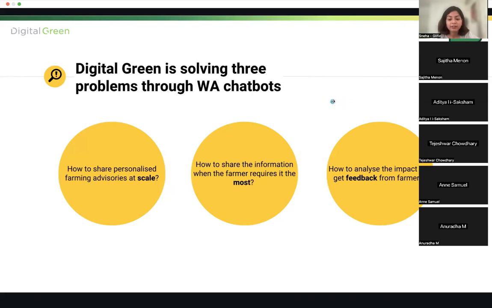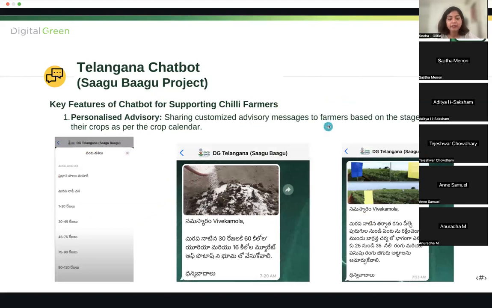Now, in order to solve this, they launched a chatbot. This particular case study is for chili farmers. The idea was they wanted to share personalized advisory. Personalized advisory means information that's most relevant to the farmer depending on where their crop is at that particular point in time. Every farmer would have a crop depending on a particular crop calendar, the growth of the crop in a particular month, and they would want to send information which is relevant to that farmer on the basis of the crop calendar.